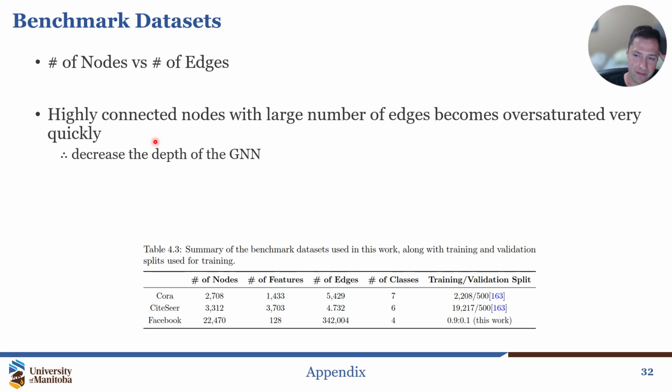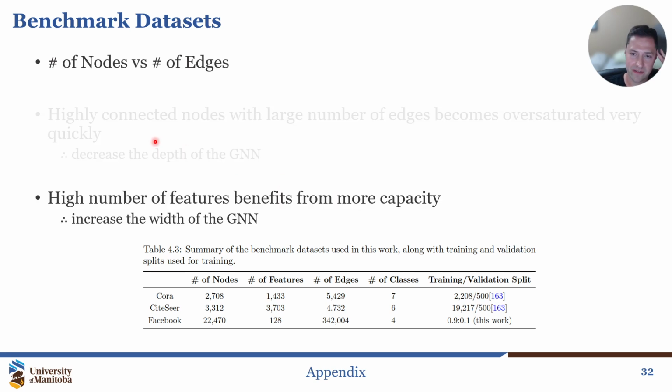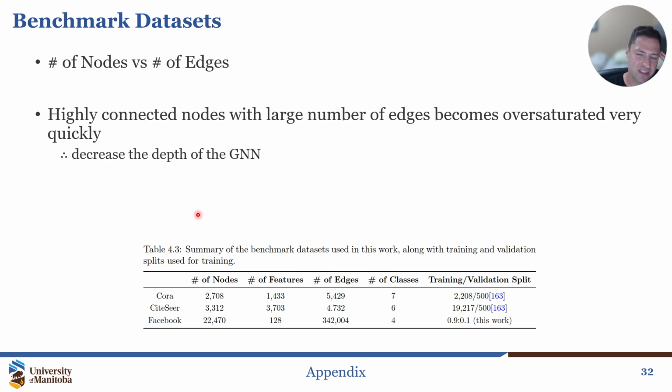And that's because of the depth of the GNN, where we considered 2 layers. And then additionally, a high number of features benefits from more complexity, increasing the width of the GNN. I think this is kind of interesting. What's the takeaway? When you have these highly connected nodes, totally connected like that, the models perform poorly when you have deep GNNs that have multiple layers. Okay, neighbors of neighbors, neighbors of neighbors, right?